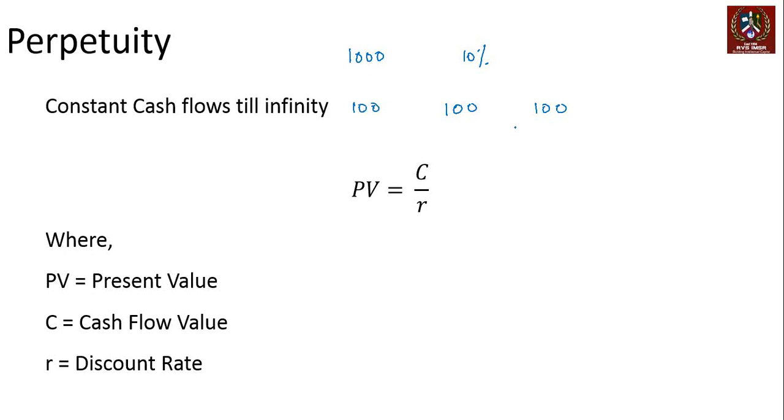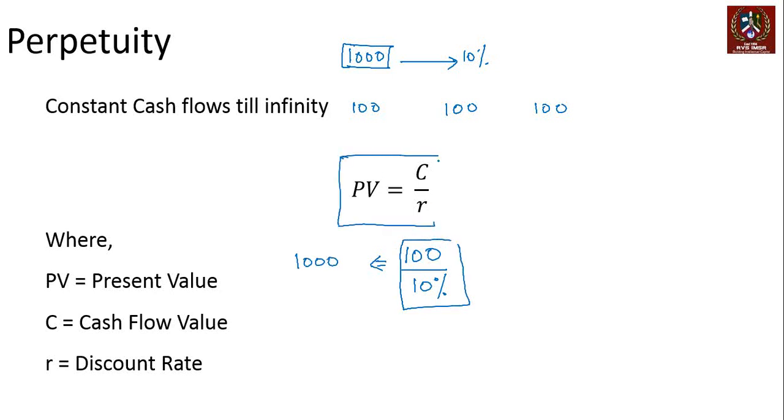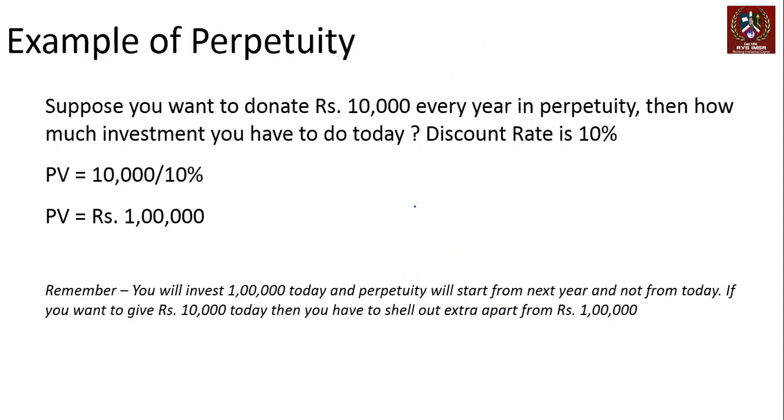How do you value the perpetuity? Work backwards. We started with the value of 1000 rupees invested at 10%. It's going to give me 100, 100, 100 each year. So if I take 100 each year and divide it by 10%, that gives me 1000. That is how you calculate the present value of a perpetuity, right? You take the cash flow divided by the discount rate, divided by the rate of interest, and you will get the present value of the perpetuity.